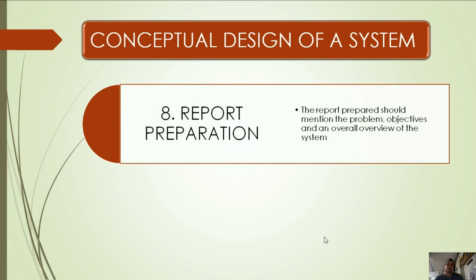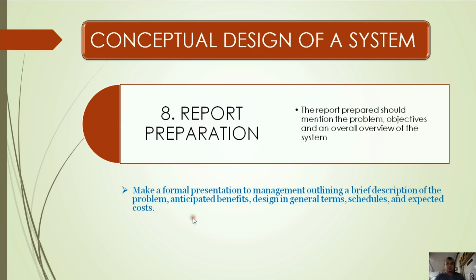The last one is report preparation. The report prepared should mention the problem, objectives, and an overall overview of the system. So everything that was discussed should be in the report. So make a formal presentation to management outlining a brief description of the problem, anticipated benefits, the design in general terms, schedule, and expected cost.